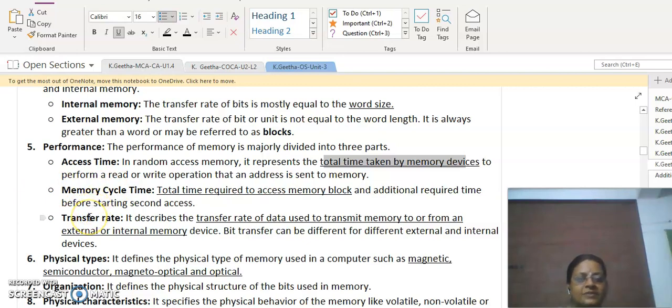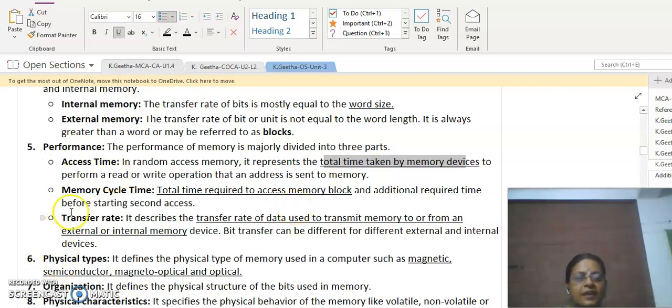Then comes the transfer rate. What do we mean by transfer rate? It is the rate at which the data is transmitted to the memory or from the memory. Within a given unit of time, how many bits of information are read from the memory or written into the memory, that decides the speed.